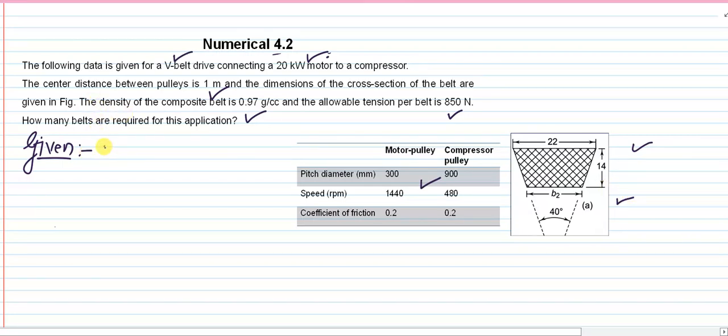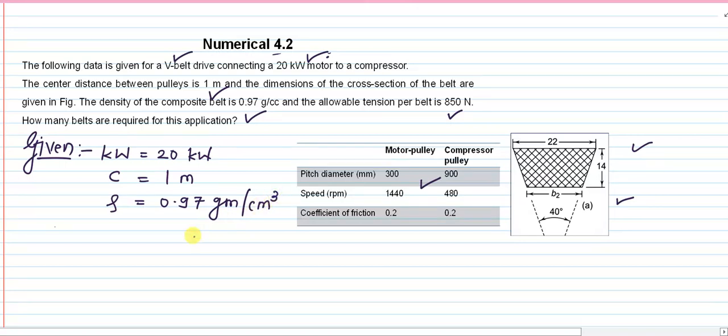So the first thing which is given is 20 kilowatt of power which is to be transferred. Then center to center distance C is 1 meter. The density of the belt material rho is 0.97 gram per cc or cubic centimeter. Maximum permissible tension P1 in each belt is 850 Newton.